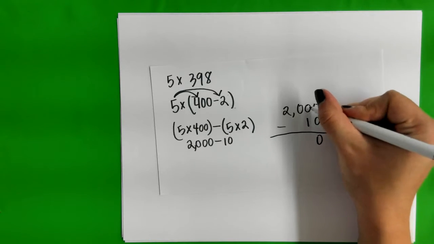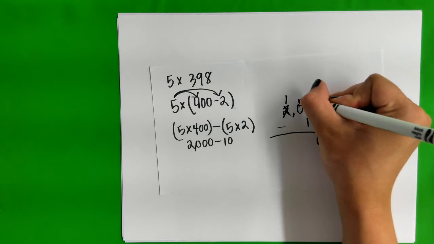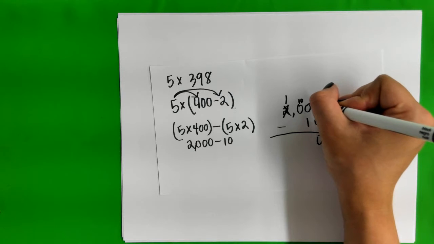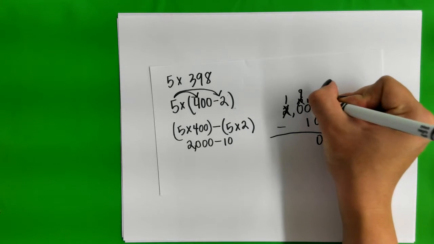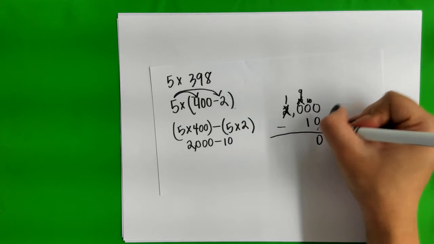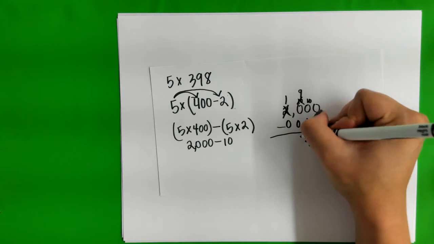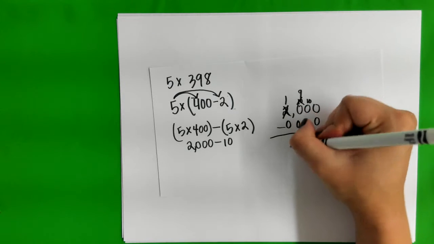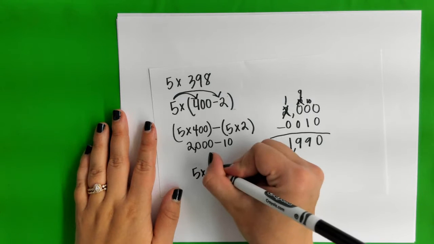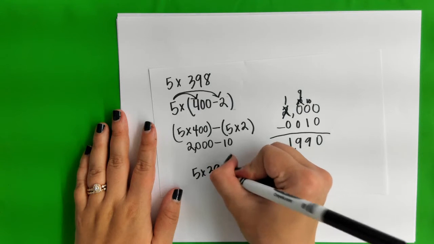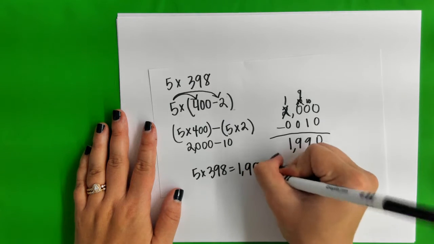I can't take 1 away from 0, so I'm going to have to come over and borrow. This will become a 1. This will become a 10, so now I can borrow from over here. And then this becomes a 10. 10 minus 1 is 9. Placeholders, 9 minus 0 is 9. 1 minus 0 is 1. So 5 times 398 equals 1,990.